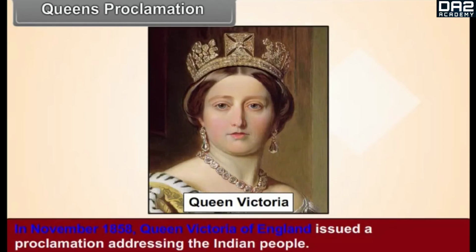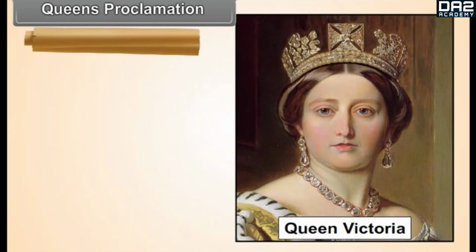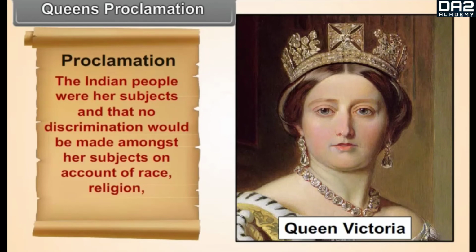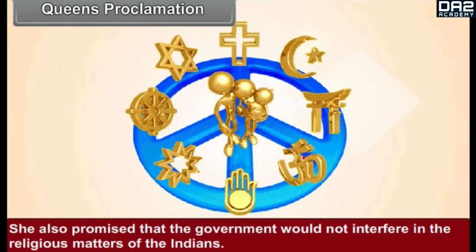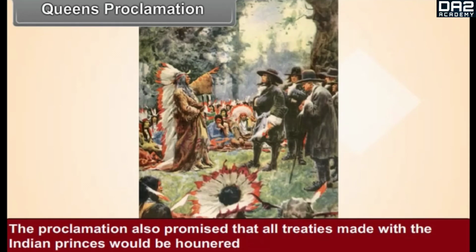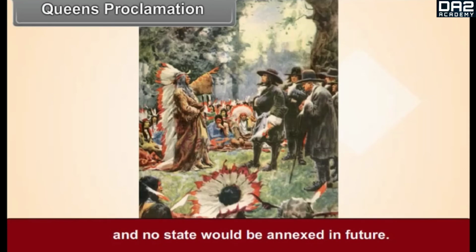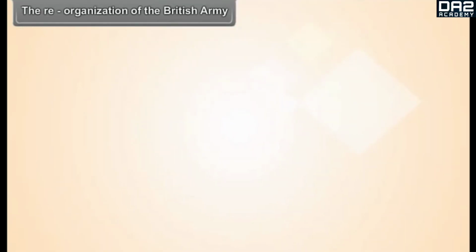Queen's Proclamation. In November 1858, Queen Victoria of England issued a proclamation addressing the Indian people. She declared that the Indian people were her subjects and that no discrimination would be made amongst her subjects on account of race, religion, caste or place of birth, and further that the government jobs would be given strictly according to merit. She also promised that the government would not interfere in the religious matters of the Indians. The proclamation also promised that all treaties made with the Indian princes would be honored and no state would be annexed in future.